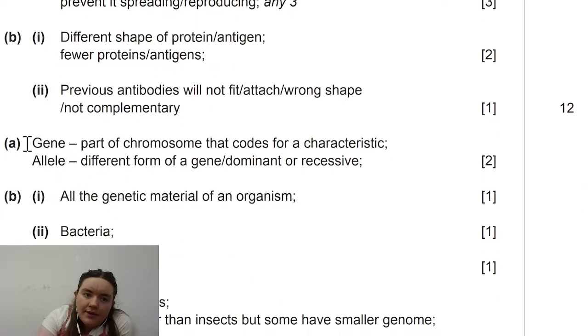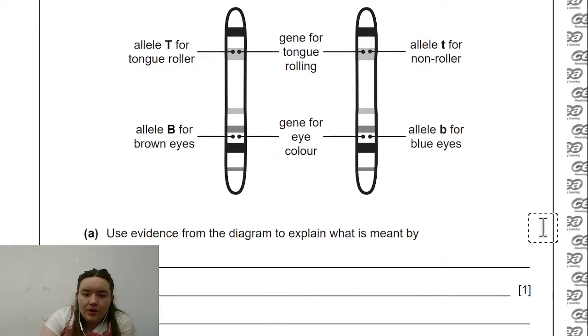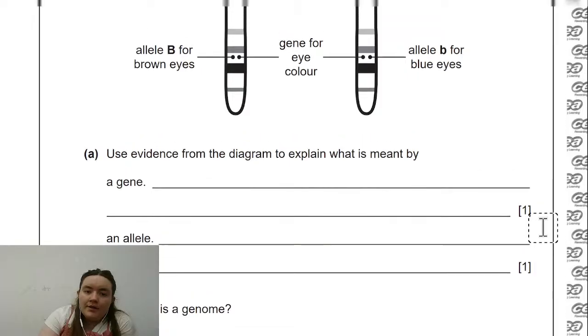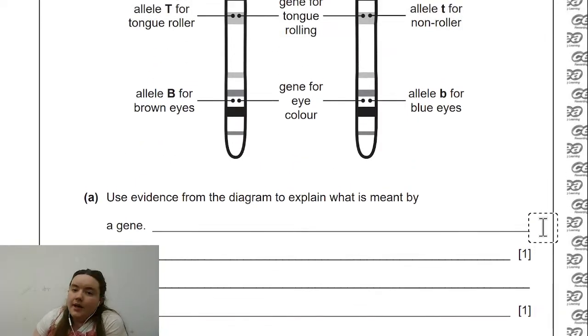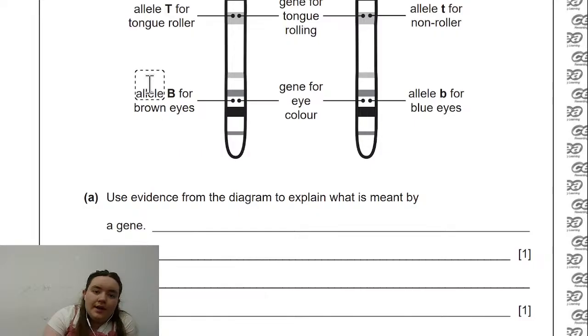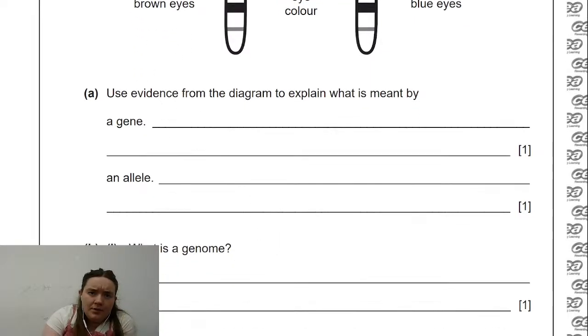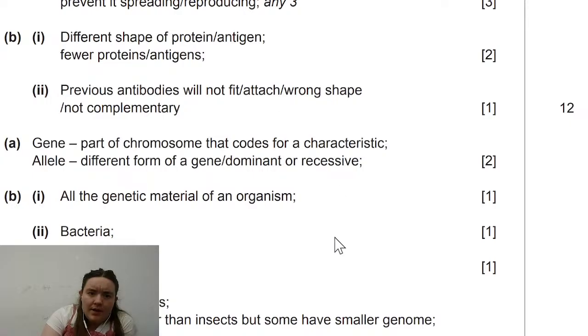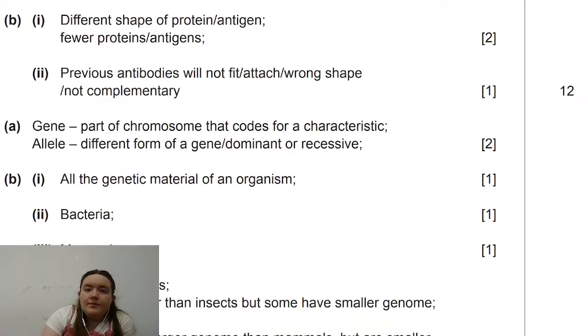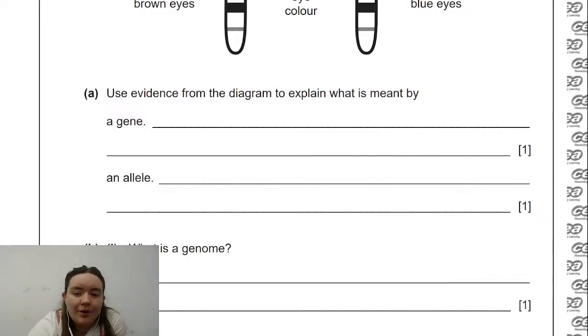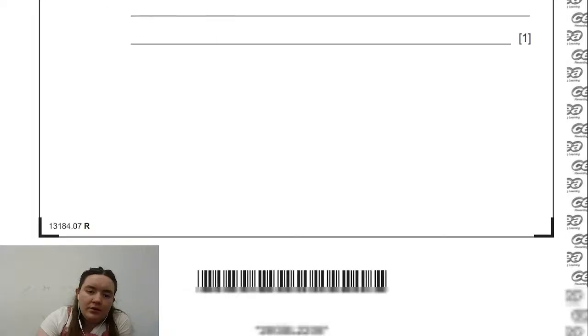And the way they've worded it in the mark scheme is that a gene is part of a chromosome that codes for a characteristic, and the allele is a different form of the gene, whether it's dominant or recessive. Okay, so then we've got what is the genome. The genome is basically the entirety of your genetic code. And again, I want to be particular with wording, so I'm going to check the mark scheme. It says all of the genetic material of an organism. So yes, the entirety of our genetic code is what I had said. It's fairly similar in meaning, but where possible, try to use the mark scheme's wording, because examiners are very particular about all that sort of stuff.